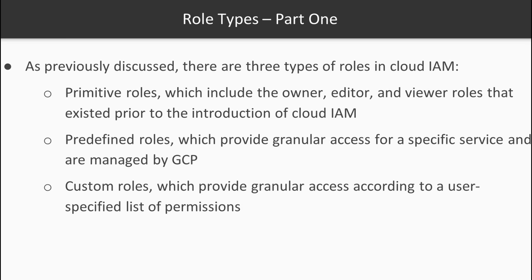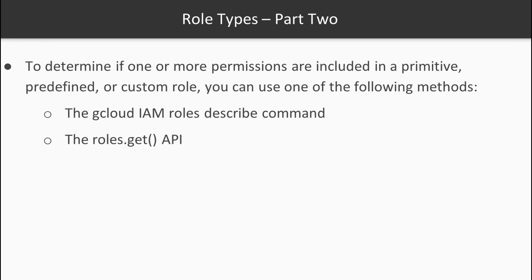As previously discussed, there are three types of roles in Cloud IAM. Primitive roles, including owner, editor, and viewer, existed prior to the introduction of Cloud IAM. Predefined roles provide granular access for a specific service and are managed by GCP. And then there are custom roles, which provide granular access according to a user-specified list of permissions. To determine if one or more permissions are included in a primitive, predefined, or custom role, you can use one of the following methods: the gcloud iam roles describe command, or the roles.get API.